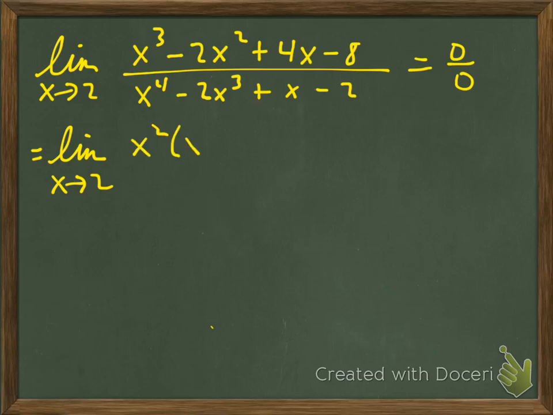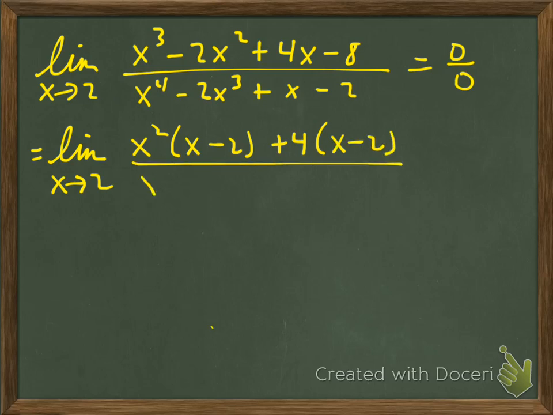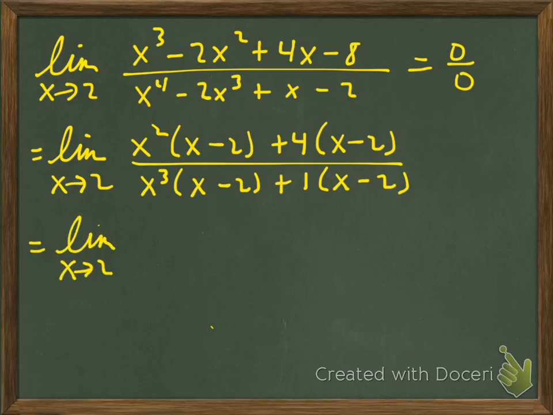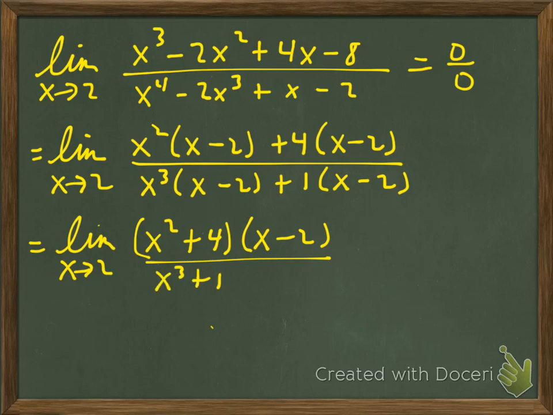we're going to factor out an x squared, and we're going to get x minus 2, and then we're going to factor out a 4, and we're going to get x minus 2. And then downstairs here we factor out an x cubed, and we get x minus 2, and then we factor out a 1, which is really not factoring anything out at all. This is a little review of Algebra 1. So we have the limit as x approaches 2 of x squared plus 4 multiplied by x minus 2 over x cubed plus 1 multiplied by x minus 2.